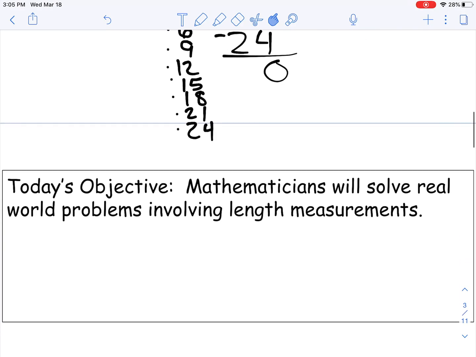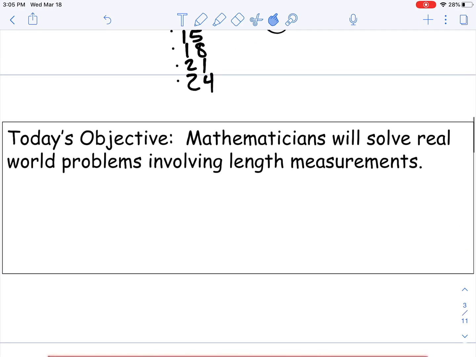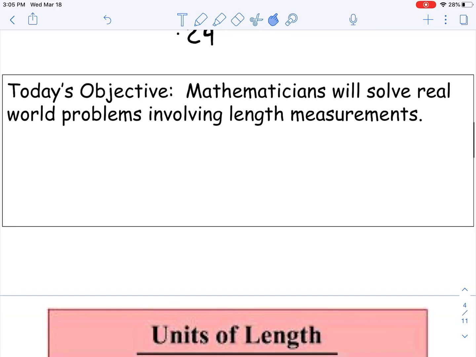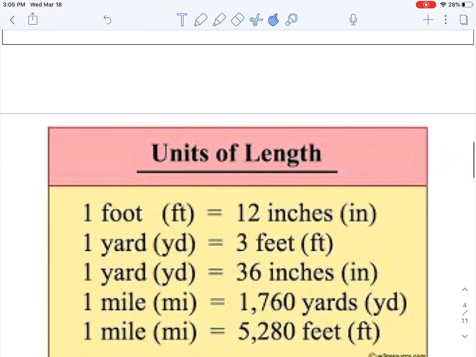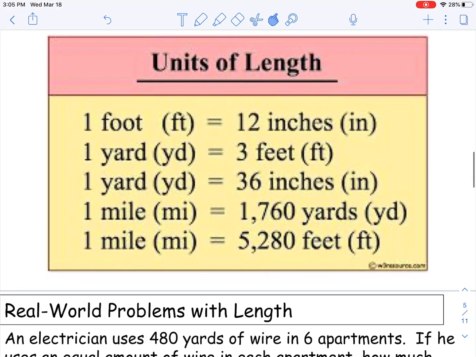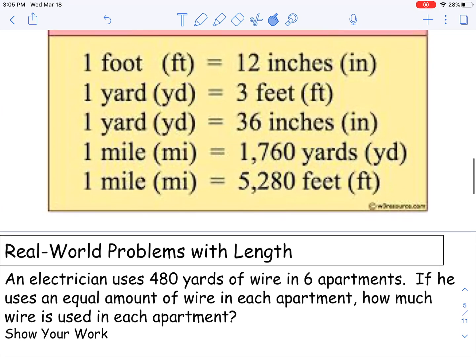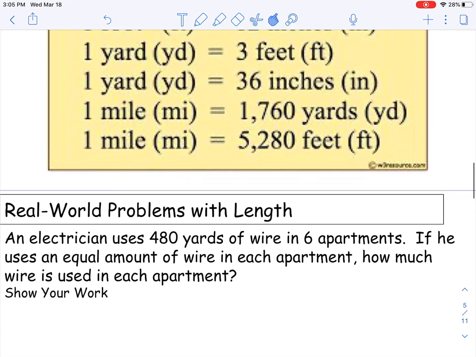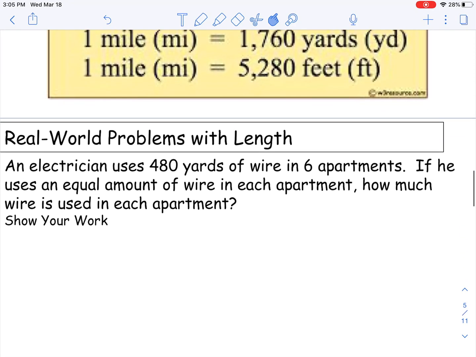All right, let's do some real-world problems with length measurements. Now, we're going to work our way up through 3 problems. The first one's going to be our simpler one without a conversion. The second one will have a conversion. And the third one's going to be the most difficult with 2 steps. So if you need to pause, you need to rewind, feel free. If you come across questions, send me a message in Canvas, Seesaw, or email.